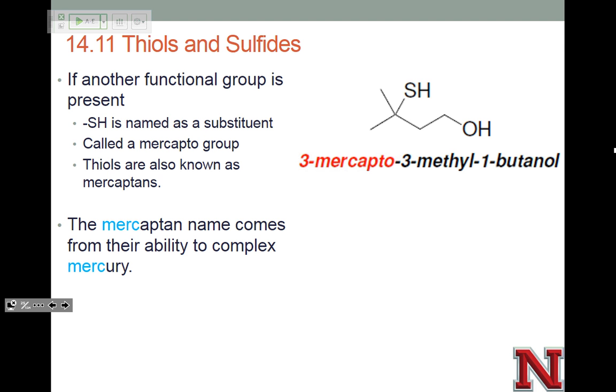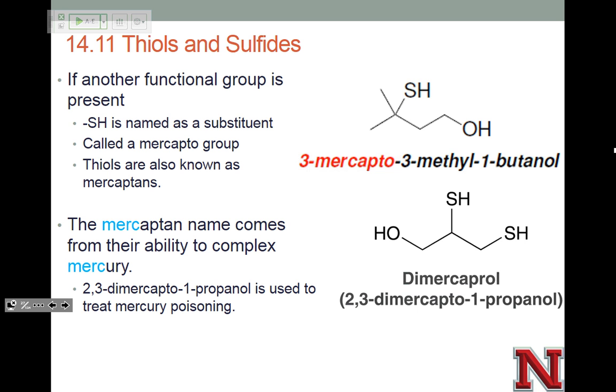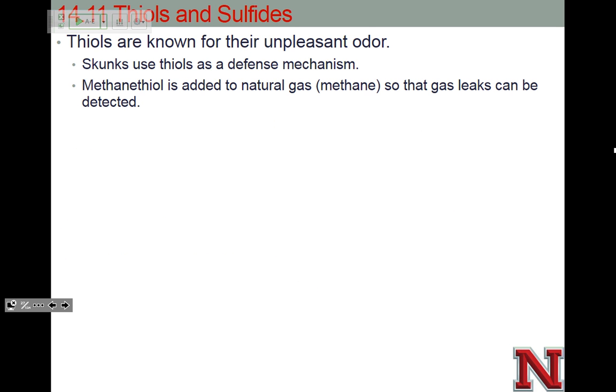That comes from the fact that thiols complex mercury really strongly. So that's where the merc comes from. It's named based on their ability to complex mercury. In fact, if you were to get mercury poisoning and you went to the hospital, they'd give you this compound, dimercaptopropanol, which is really 2,3-dimercapto-1-propanol, because it would bond really, really strongly. Now, it still might not help you. You still might die if you don't get to it fast enough, but thiols are used to clean up mercury.